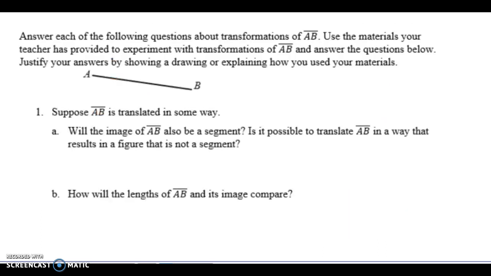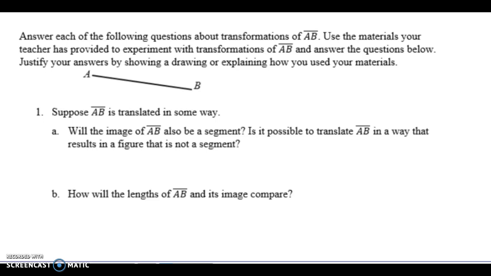we're talking about this line segment AB. Suppose AB is translated in some way. So the translation was the monkey from the page before, and it's a slide. So it's asking, well, the image of AB, the image is after you translate it. Will it also be a segment? Is it possible to translate it in a way that results in a figure that is not a line segment?